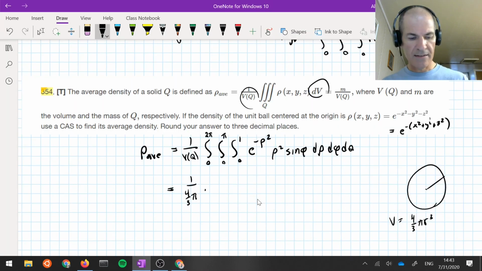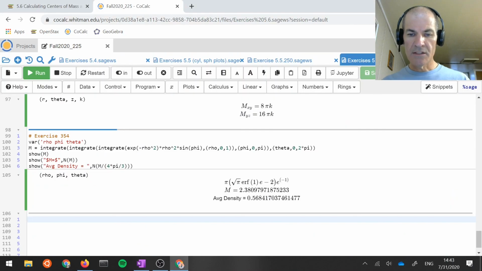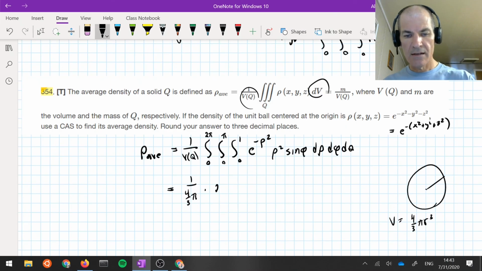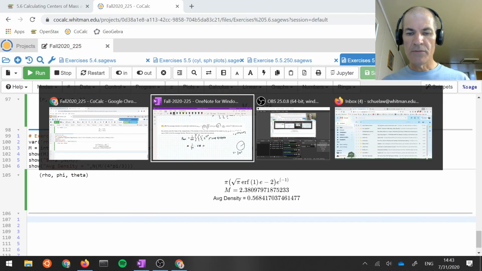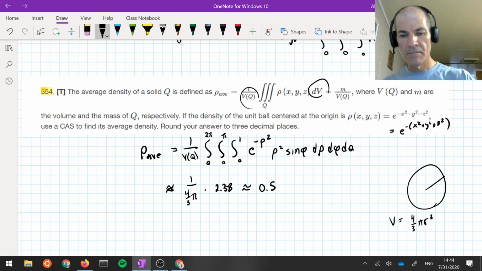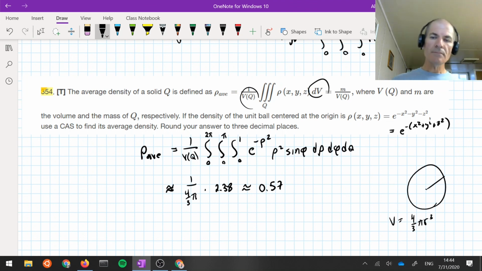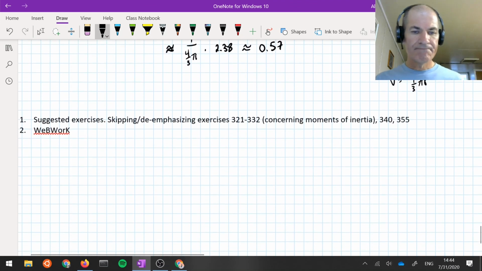So this works out to be about 2.38. I'll put a squiggly equal sign since it's not exact. And this is in turn approximately equal to 0.57. And that's it. All right.